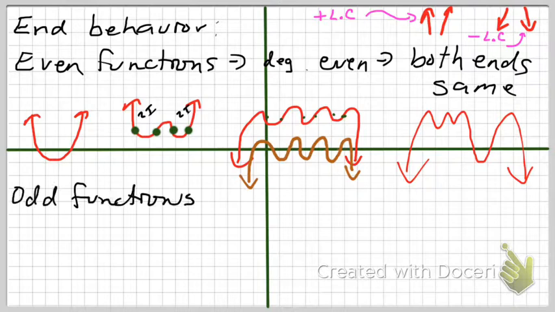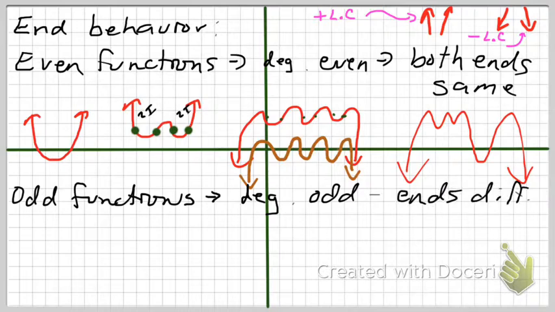All right, so then odd functions have an odd degree, obviously. They've got ends that differ. Odd degree, ends differ. So one's going to go up and one's going to go down. Like a line. A line, one end goes up, one end goes down. If the leading coefficient is positive, it's going to act like it has a positive slope, meaning it rises from left to right. Just like if the slope was positive in a first degree equation. Negative leading coefficient, it's going to be falling from left to right.